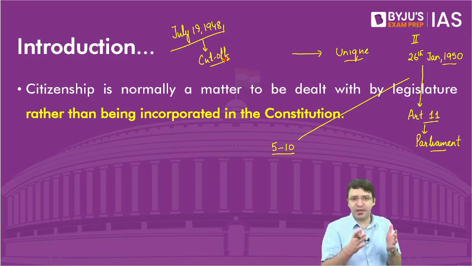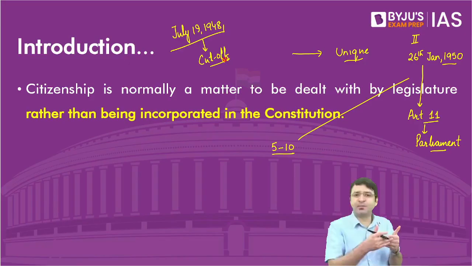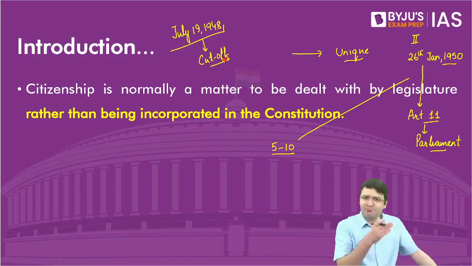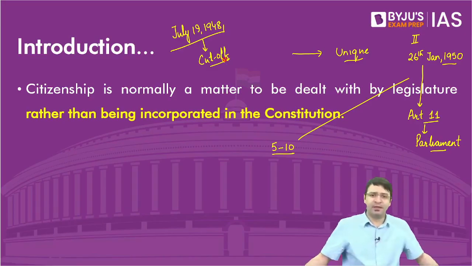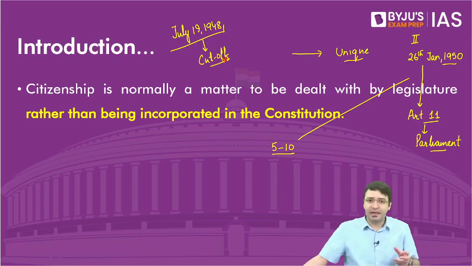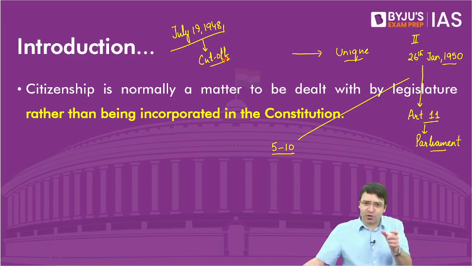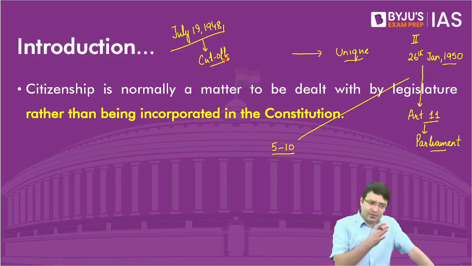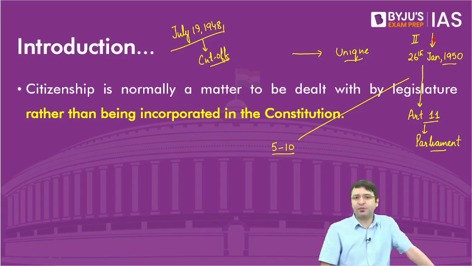But India was unique because at that time there was a partition, unfortunately on the grounds of religion, which led to the massive migration of people from India to what became Pakistan and from what became Pakistan to India. And we had to be absolutely sure who are the citizens of India. That is why provisions from Articles 5 to 10 deal with who is the citizen of India at the time of the commencement of the Constitution, which is 26 January 1950.